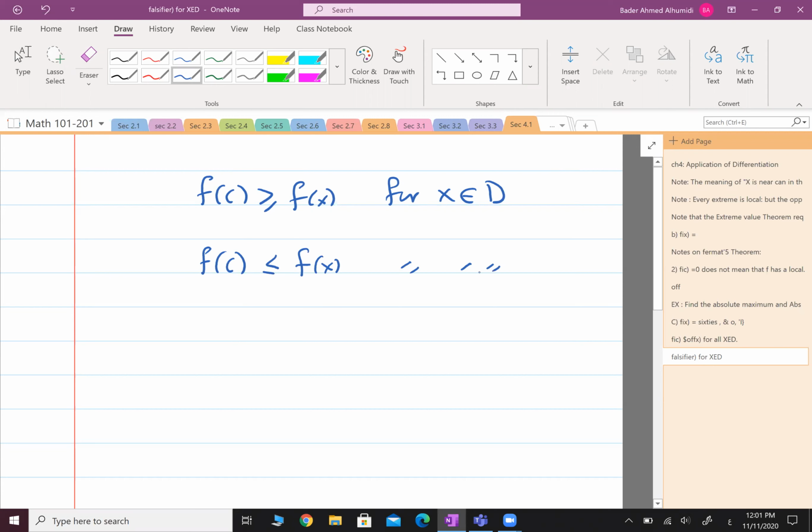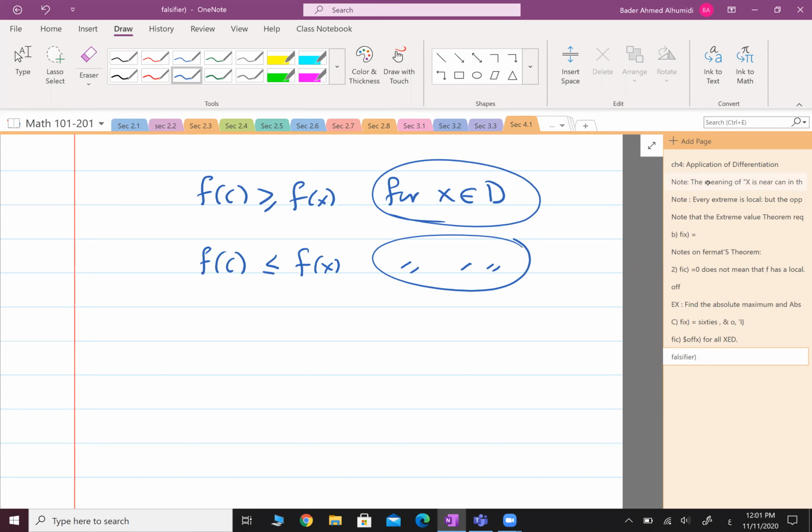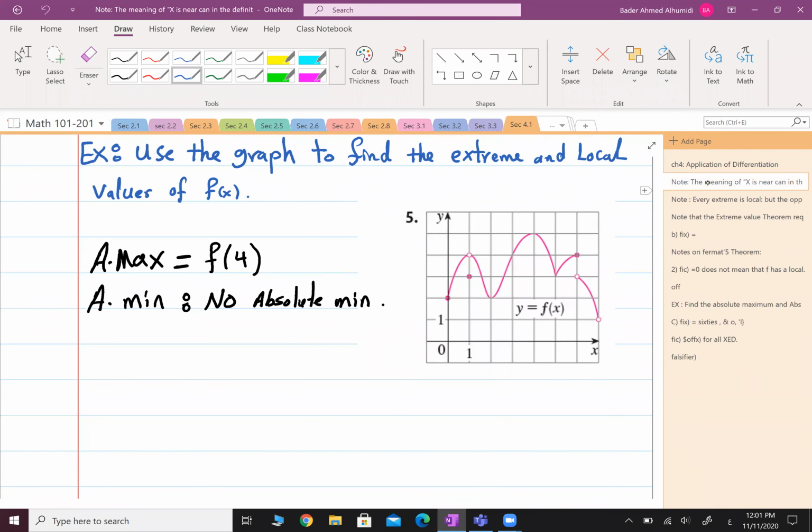So in this case, we say f of c is the highest point in the graph, and f of c is the lowest point in the graph if it is what we call absolute minimum. If this is true only for a certain interval around the point, we call it local maximum and local minimum. And we did one exercise, and this is another one.